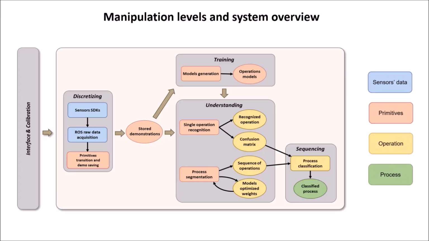The system is composed of 5 modules. 3 of these modules are in charge of increasing the complexity level of the manipulation data. First, the discretizing module converts the data captured by the sensors to the primitive level. Then, the understanding module converts the primitives into operations, utilizing Markov models. And finally, the sequencing module converts the segmented sequence of operations into a process. The last 2 modules are training, which trains the Markov models of operations, and interface and calibration, which is used to guide the user and calibrate the sensors.